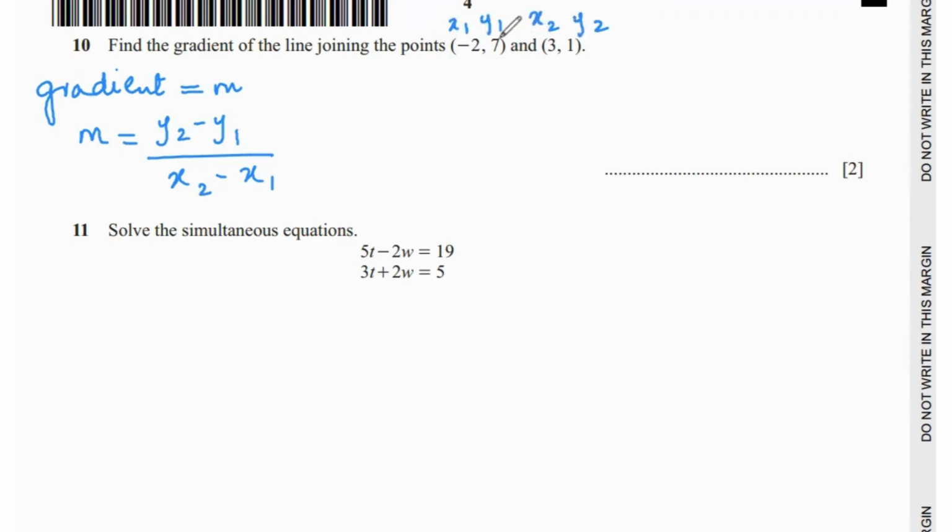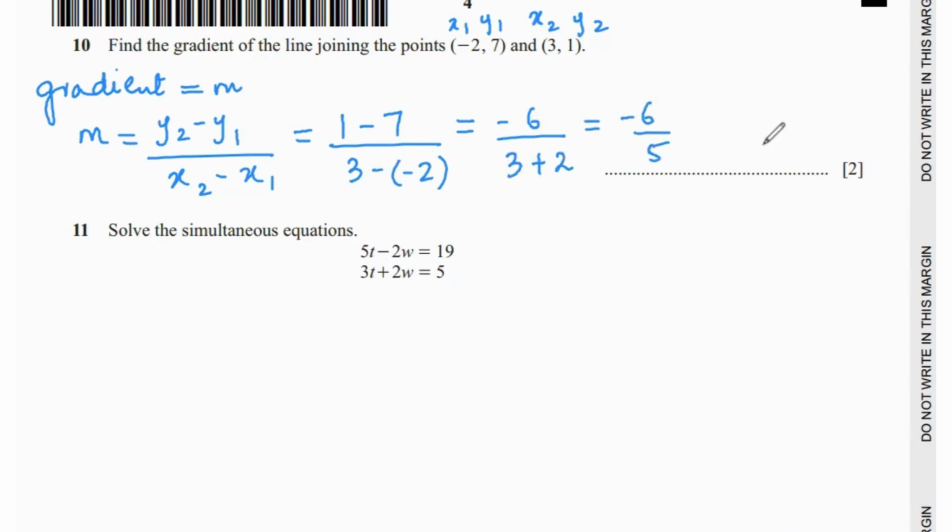Always remember, if you're picking a coordinate and you're assigning x1 to the x value, then the y value would also be y1. It won't be y2 with x1. That's incorrect. So x1 and y1 come together, x2 and y2 come together. So that's going to be 1 minus 7 over 3 minus -2, which is -6 over 3 plus 2, and that's -6 over 5. So that's your gradient joining the points given in the question.